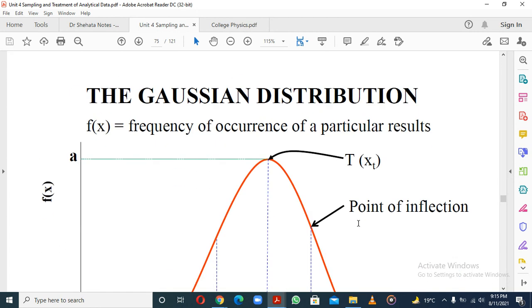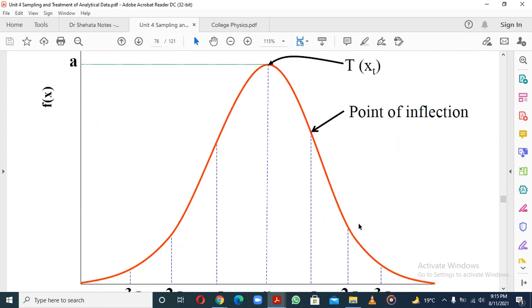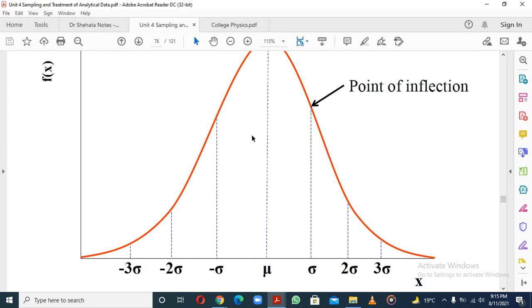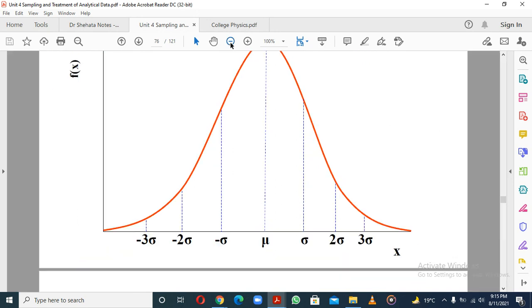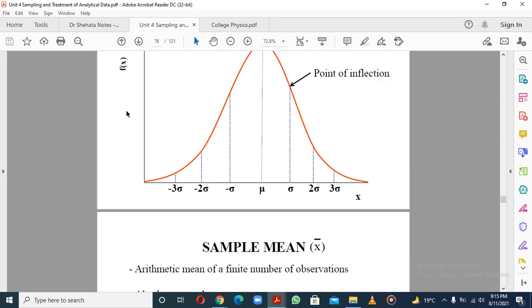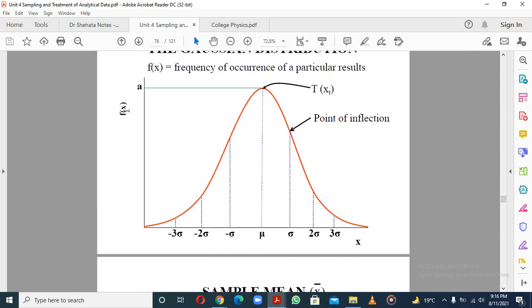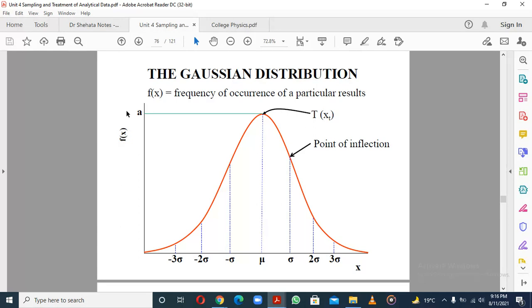Let me just reduce this so that people can have a better view of it. Okay, yeah. So you see, that's what we are having, right? That's the Gaussian distribution. So you've seen where the mu is. Look at the center. That's the mu. That's the mean.